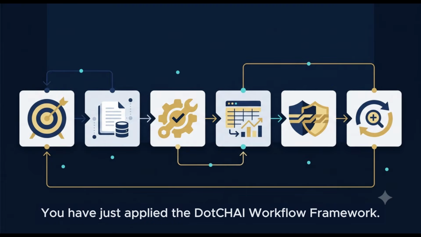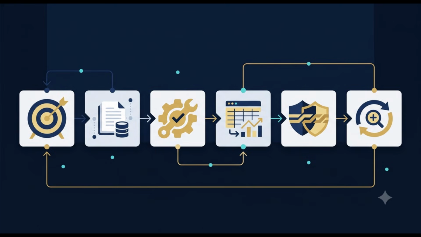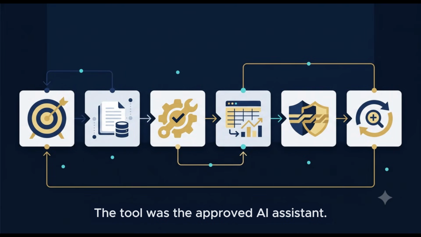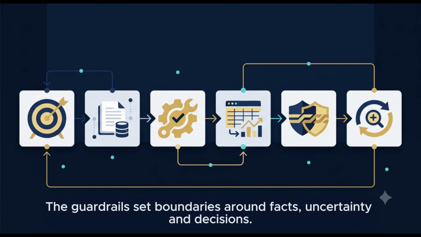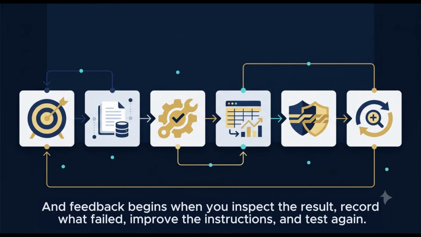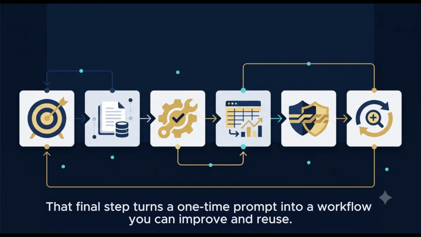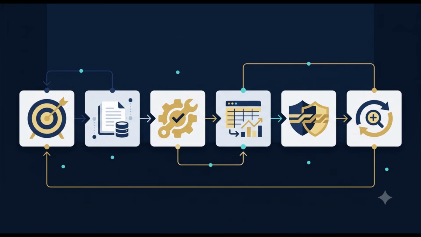You have just applied the DotCHAI workflow framework. Goal, context, tools, output, guardrails, feedback. The goal defined the job. The context supplied the source information. The tool was the approved AI assistant. The output described the report. The guardrails set boundaries around facts, uncertainty, and decisions. And feedback begins when you inspect the result, record what failed, improve the instructions, and test again. That final step turns a one-time prompt into a workflow you can improve and reuse.